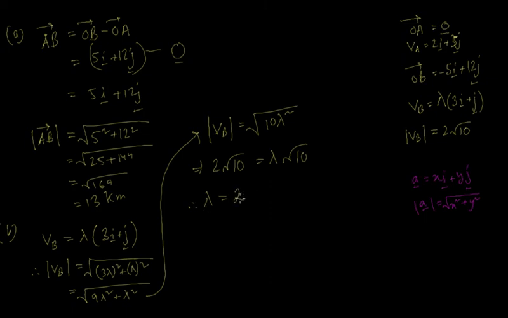Now since you have the value of lambda equals 2, you can easily find the velocity of B. It is 2 times 3i plus j, that means twice as long. So 3 becomes 6i, and 2 into j is 2j. So this is the answer.